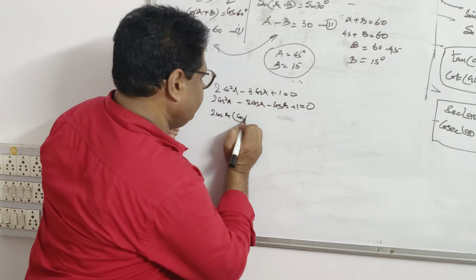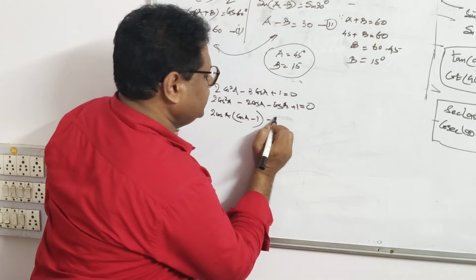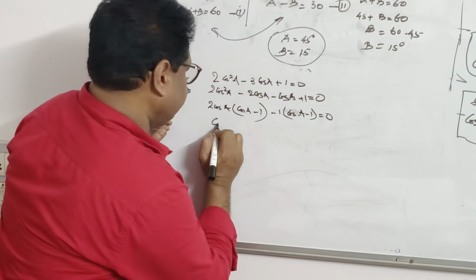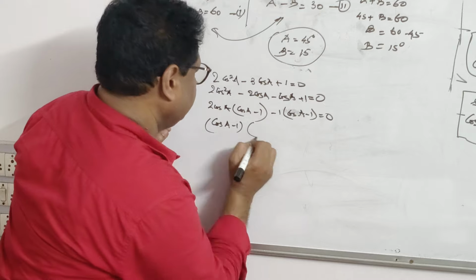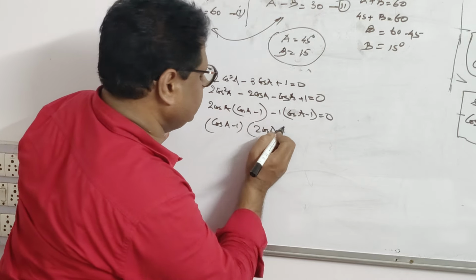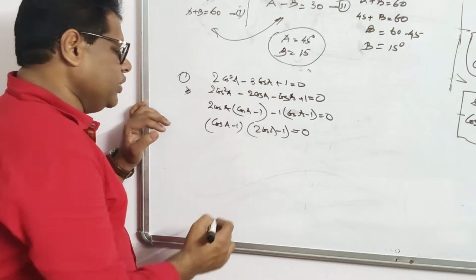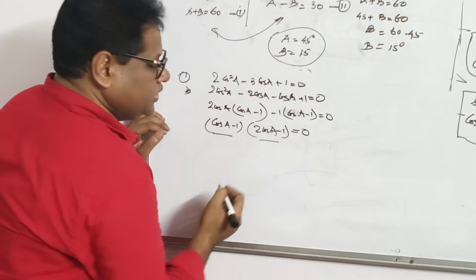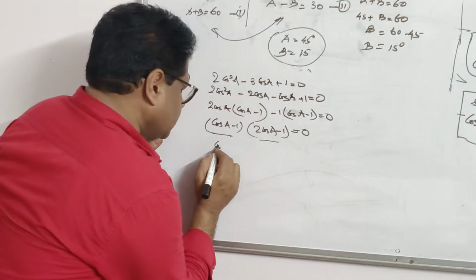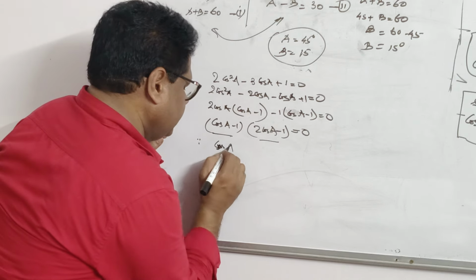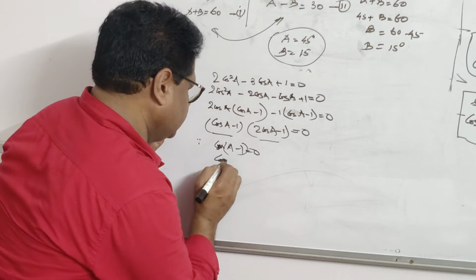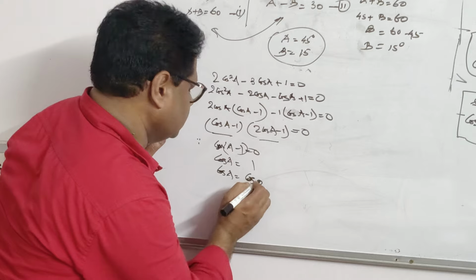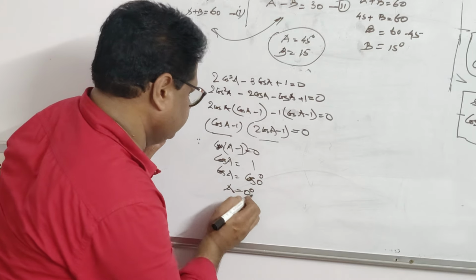We have cos A minus 1, minus, here nothing is common, so you can take 1 common, again cos A minus 1. So that brings our factors: cos A minus 1 into 2 cos A minus 1 equal to 0, okay? Now you can equate either this with 0 or this with 0, as you do in a quadratic equation. So either cos A minus 1 equal to 0, that means cos A equals 1, or we can write cos A equals cos 0 degree, therefore A equals 0 degree.